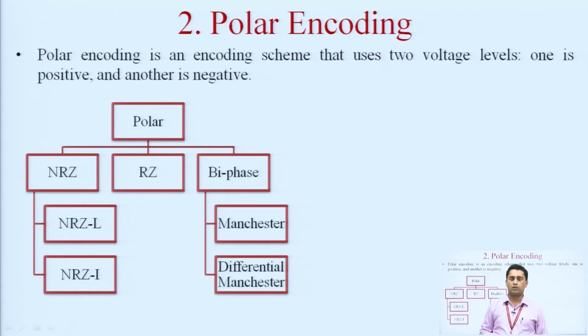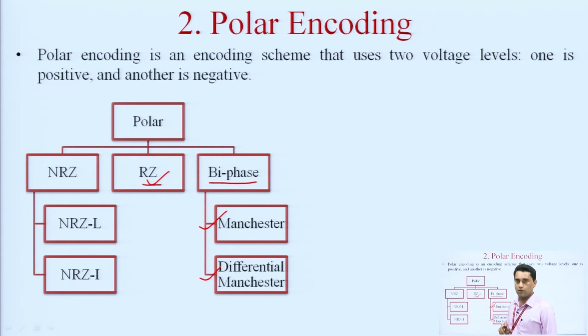Another example, or the second category, is basically the polar encoding. Polar encoding is a bit different, where we have 3 different types. One is the non-return to 0, meaning we are not returning to 0, where 0 means baseline. Another one is the return to 0. Whenever we are going upward or downward, we are returning towards the baseline, this is return to 0, and this is the biphase.